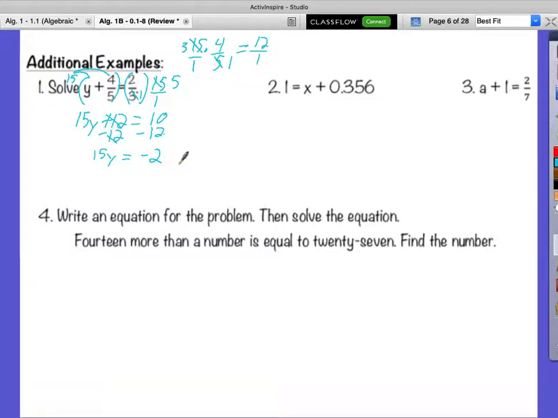Divide. Why? What's happening with 15 and y? They're multiplying, so we undo multiplication with division. Divide by that number. 15 divided by itself is 1. So we have 1 times y, which is just y. Do 2 and 15 simplify at all? No, and we can leave that as a fraction, negative 2 over 15 is our answer. Okay? Go ahead and start writing that process back down, okay?